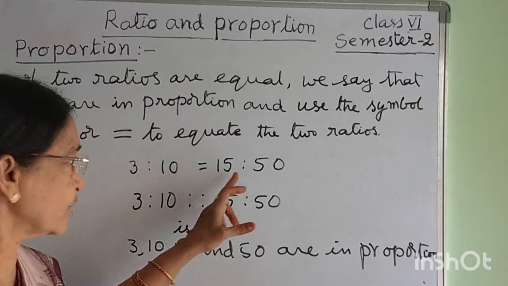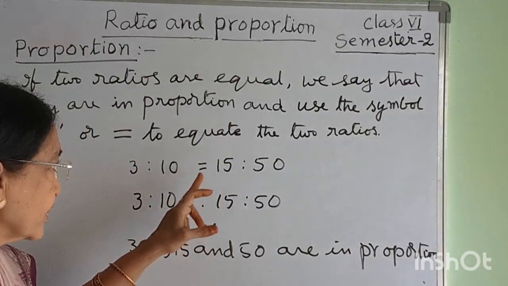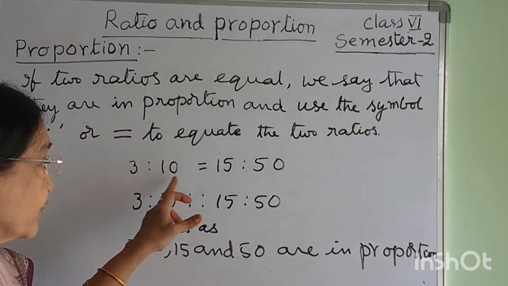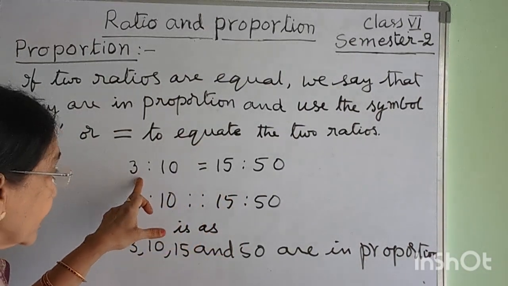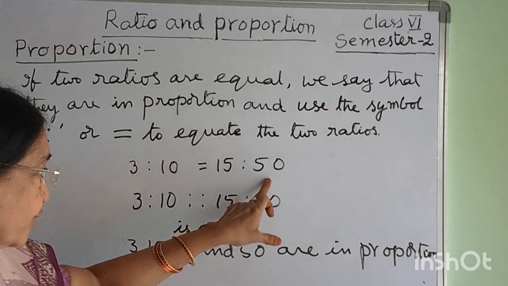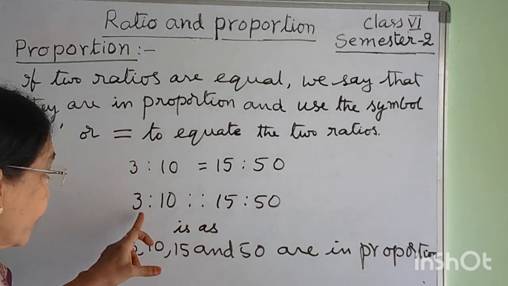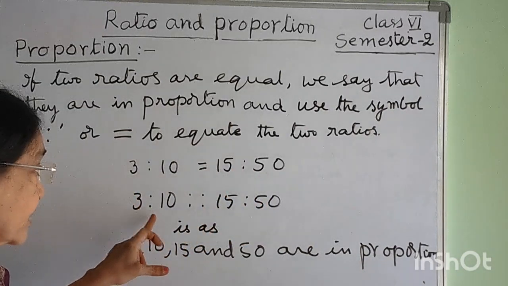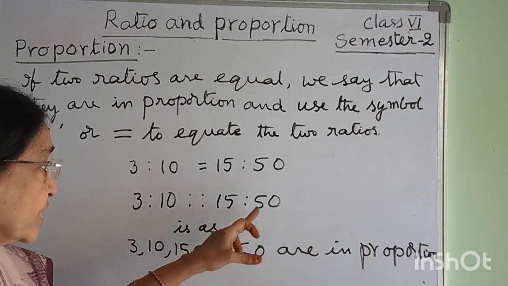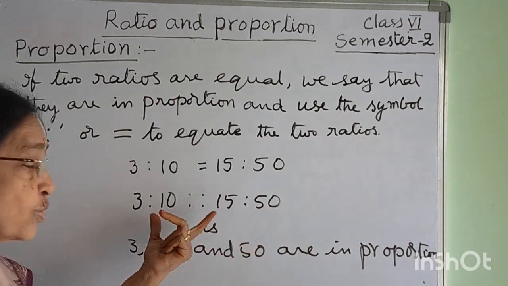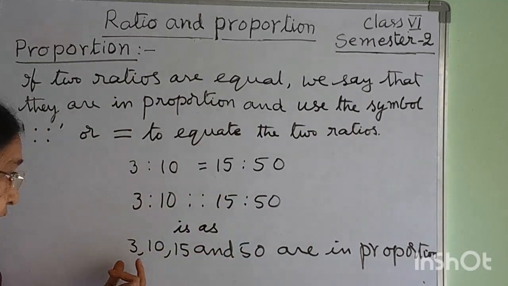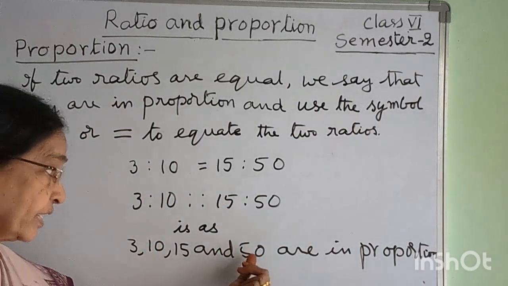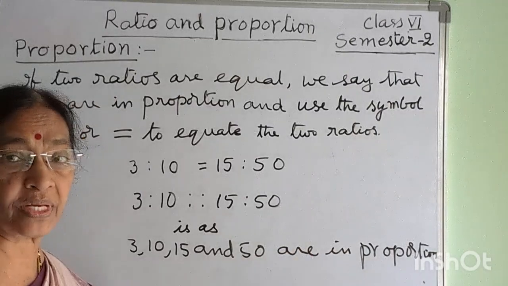So when two ratios are equal, we say that the two ratios are in proportion. Here 3:10 is equal to 15:50. Therefore, we can write it as 3:10 is as 15:50, or these two ratios are in proportion. Or we can say that 3, 10, 15 and 50 are in proportion.